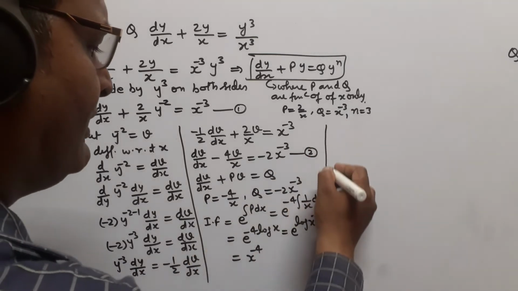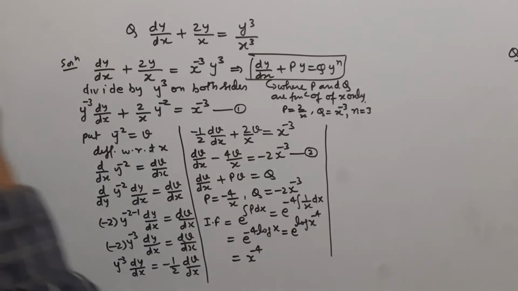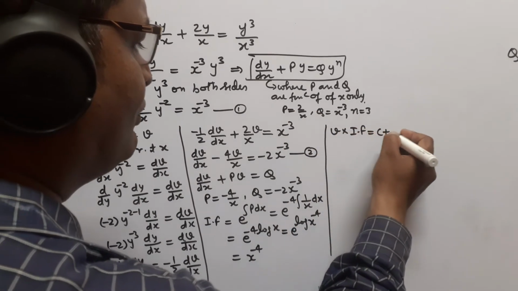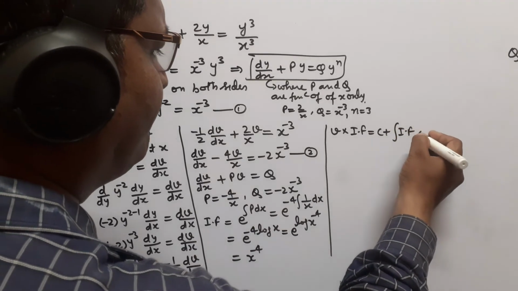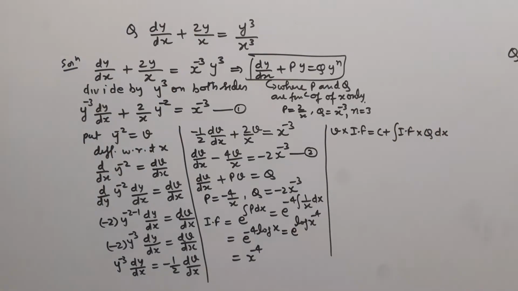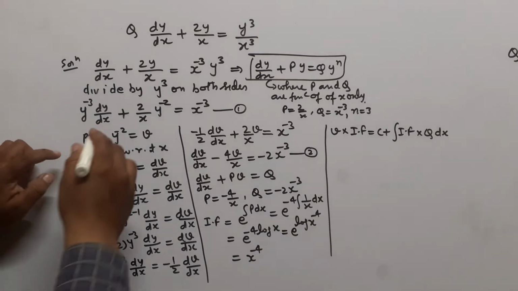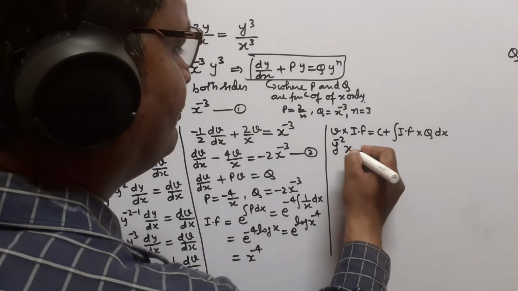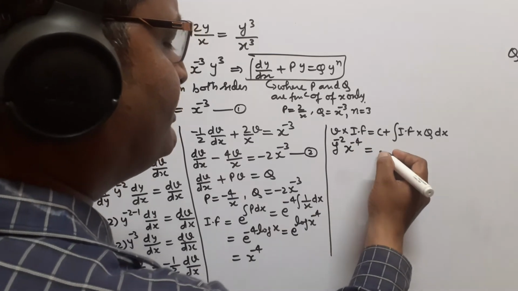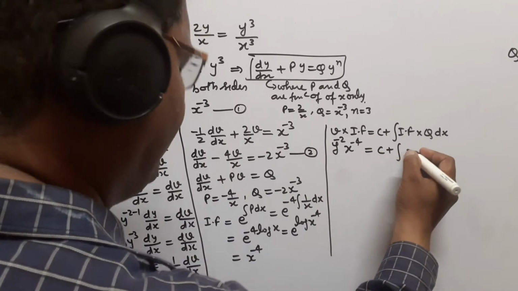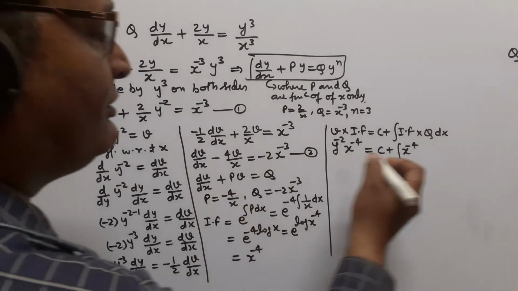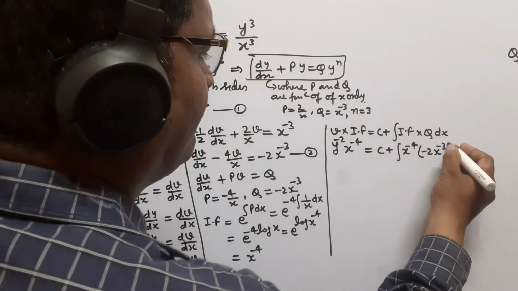Now we write the solution of this second linear equation. V multiplied by the integrating factor is equal to a constant plus the integration of the integrating factor multiplied by q dx. So we put here the value of v, that is y to the power minus 2, and the integrating factor is x to the power minus 4, is equal to the constant c plus the integral of the integrating factor, that is x to the power minus 4, and here q is minus 2 x to the power minus 3.